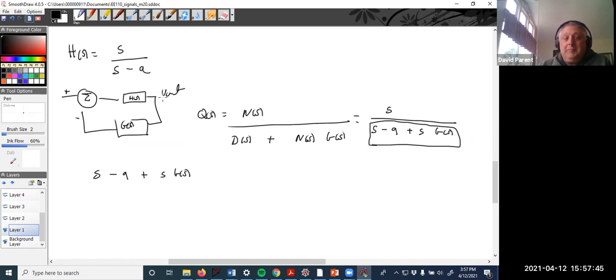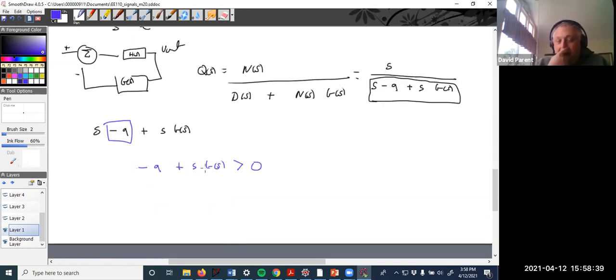Well, what was the original problem? That minus A, right? There's a pole on the right-hand side, so it doesn't meet our mathematical definition of being in control, because the inverse Laplace transform will be proportional to exponential increase. So this is the issue right here. We've got to make that into a positive number. So minus A plus S times some function, right, to be greater than 0.